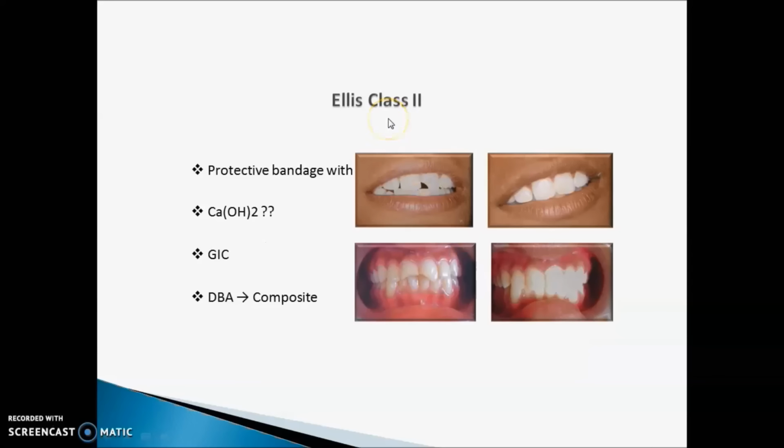Now if there is an AIIMS class 2 fracture, it means what? Your dentin is exposed. So you have to give some protective layering. There are three choices of material: calcium hydroxide, glass ionomer cement, and dentin bonding agent followed by composite. The ideal they have considered is the dentin bonding agent followed by composite. The success rate is higher in this.